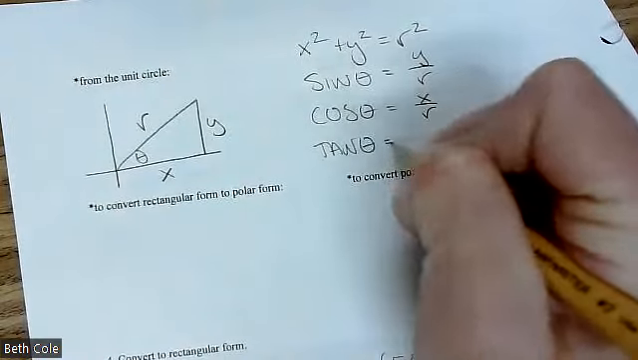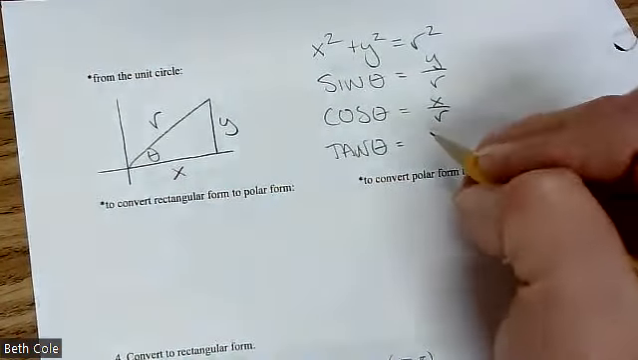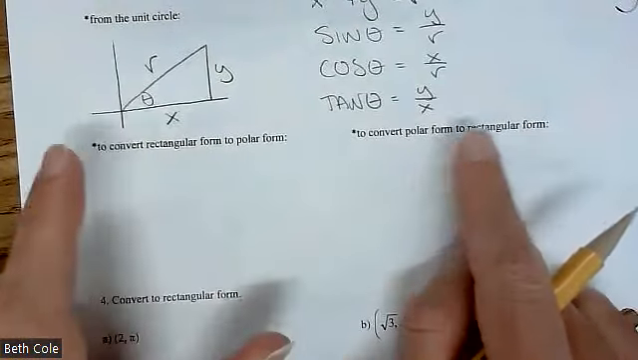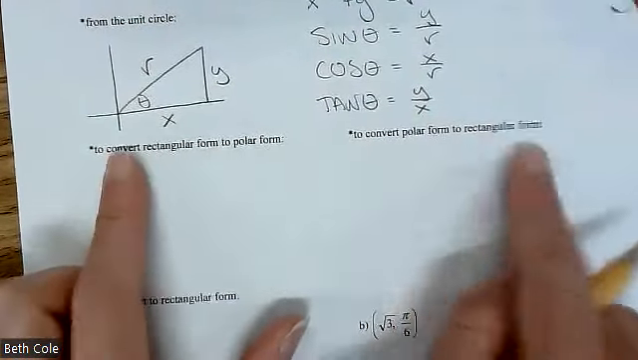And again, when r is 1 for the unit circle, that's why cosine is your x value. And then tangent of theta, y over x. And that's why tangent is sine over cosine. It's y over x. Opposite over adjacent, that's where all that comes from. Okay, so the idea here is we want to be able to convert between rectangular and polar.